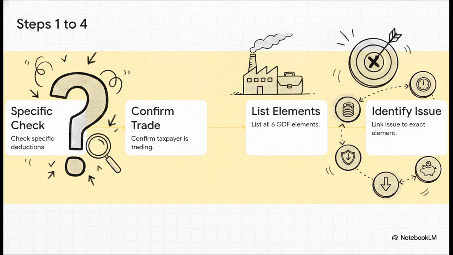Step 3. And this is a massive pitfall. You must explicitly list all 6 elements of the GDF. Expenditure and losses, actually incurred, during the year of assessment, in the production of income, not of a capital nature, and laid out for purposes of trade. Do not skip that. Step 4. Identify the specific issue in the scenario and link it to the exact element in question. The issue is never just, is it deductible? The issue is specifically, was it in the production of income, or was it actually incurred?